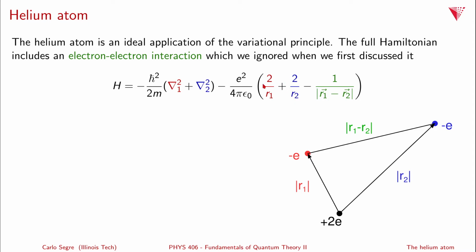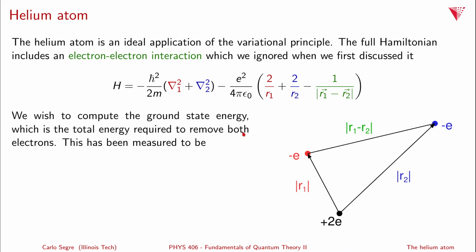Now notice these are positive because of the negative sign out here. We then have to add the electron-electron repulsion, which will come in with a minus sign inside the parentheses, and that makes it positive all the way outside. And that goes like 1 over the absolute value of R1 minus R2. So these are the distances between the two electrons.